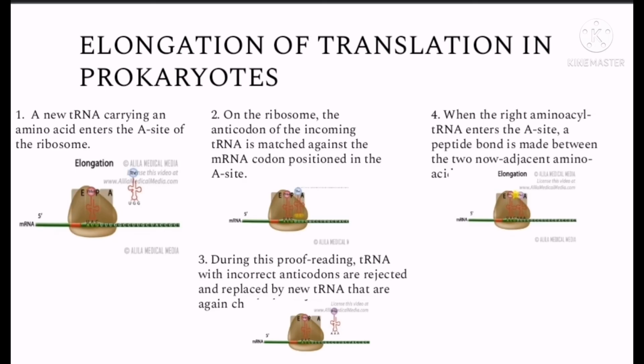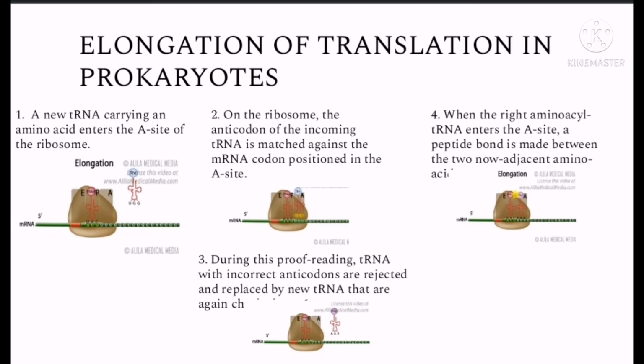So let's proceed to another process of translation, which is the elongation of translation in prokaryotes. The first step is that a new tRNA carrying an amino acid enters the A site of the ribosome. Let's go back to the last picture we visited, in which the ribosomes are attached to the mRNA and there is a polypeptidyl tRNA on the P site.